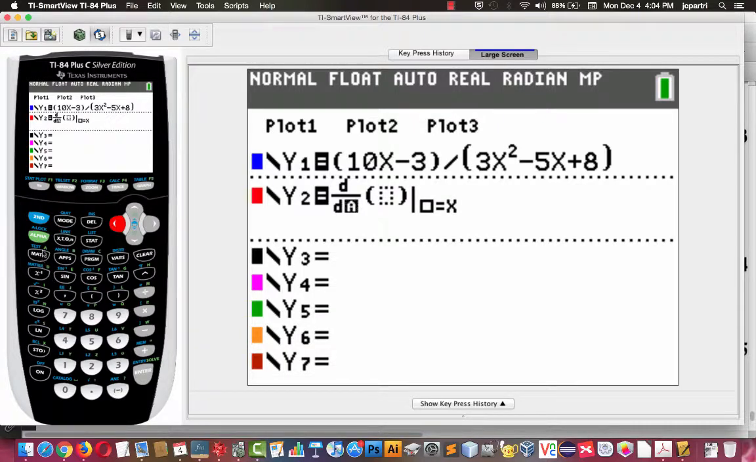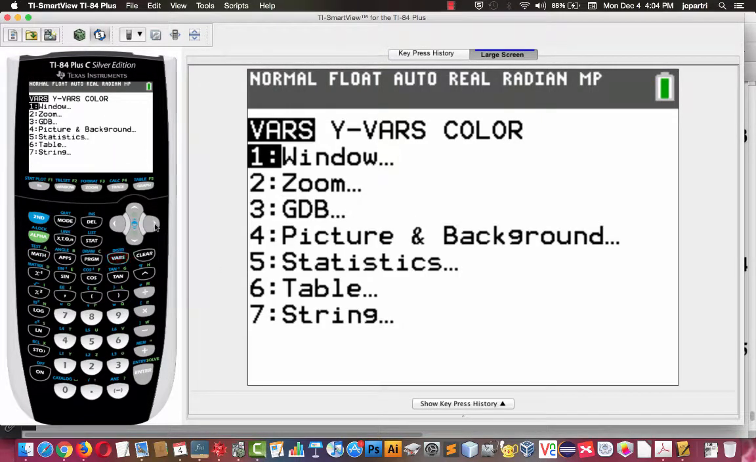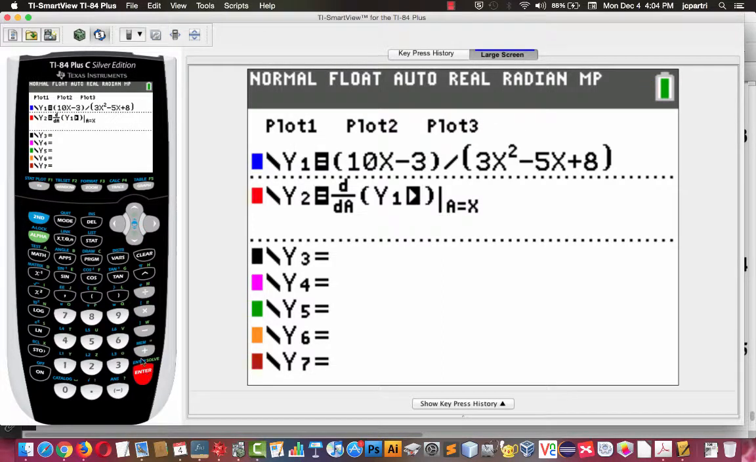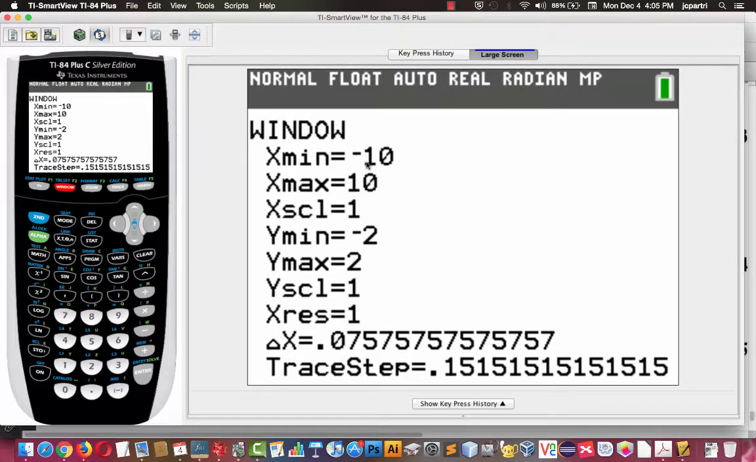Okay, so derivative of the function. Now, I've already got y1 typed in, so what I do is I hit the vars key, I go to yvars, function, y1, and I make sure that it's a function of a. That's important. So differentiate this function of a with respect to a, and then after differentiating, set a equal to x, and that will make it a function of x. Okay, I've gone to the window. Make sure yours is -10 to 10, and then -2 to 2. Your scales are both 1.